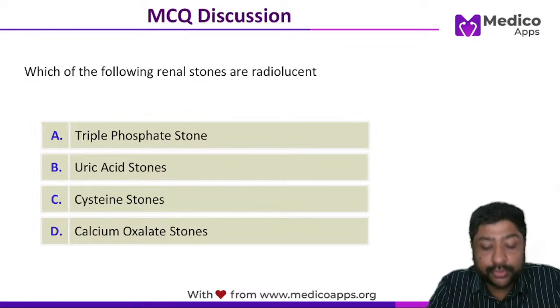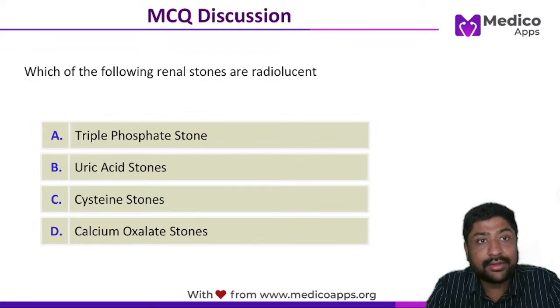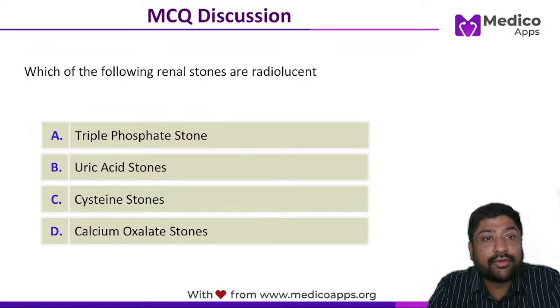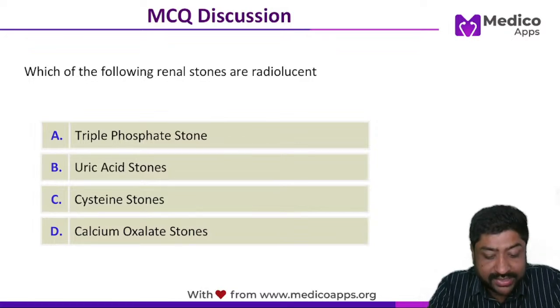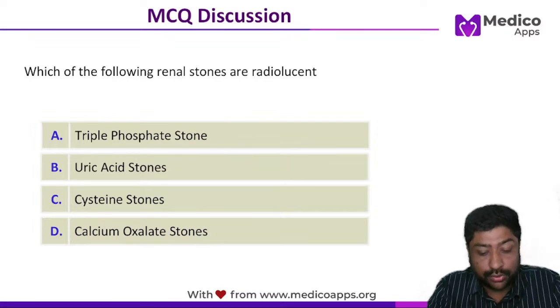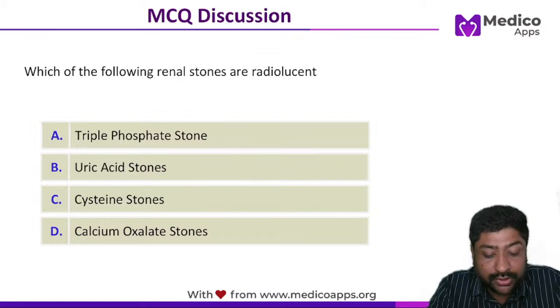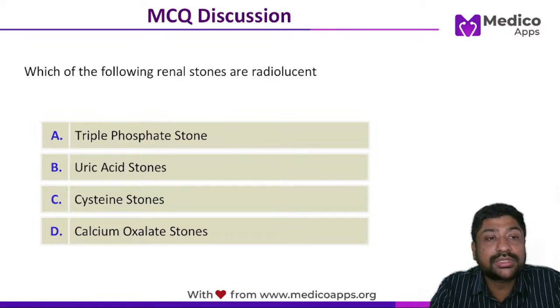The first question for today is which of the following renal stones are radiolucent? And your options are triple phosphate stones, uric acid stones, cysteine stones, or calcium oxalate stones.